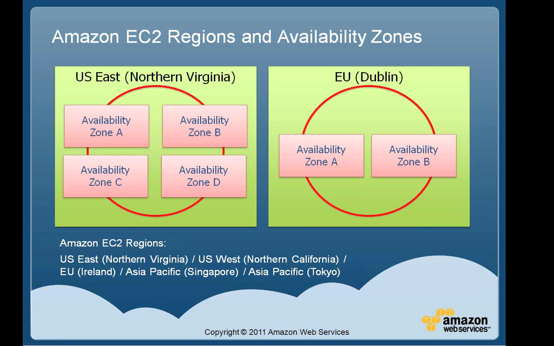And we never migrate functionality or data between regions. The regions are totally separate and distinct. Within the regions, we break the regions down further into what we call AZs, or availability zones. And a given region will have anywhere between, currently, 2 and 4 or 5 availability zones.